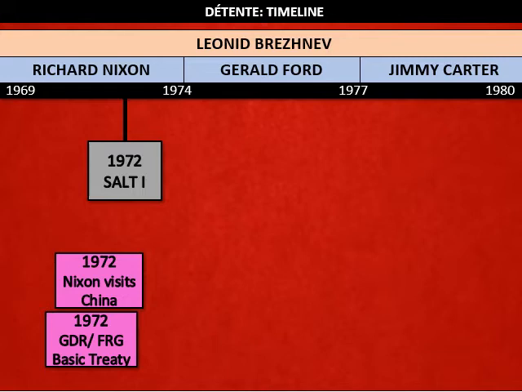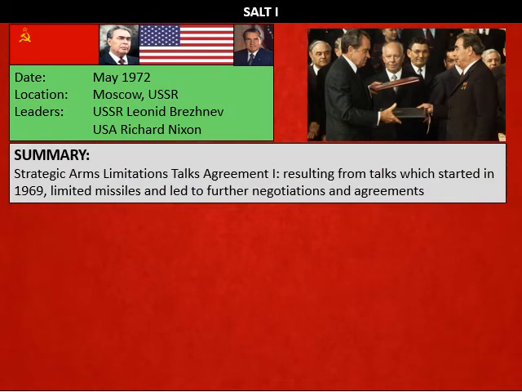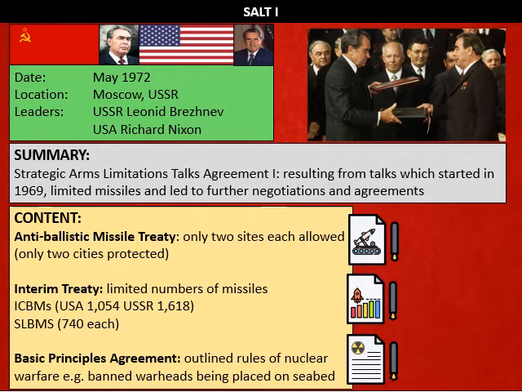It's worth remembering at this point that the SALT talks, the Strategic Arms Limitation talks, have been going on for years previous to 1972. This isn't a quick process, it's one that had been going on for years. So let's look at what the treaty contained. There are three key aspects to SALT I.